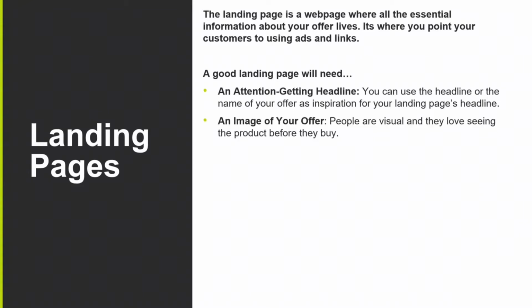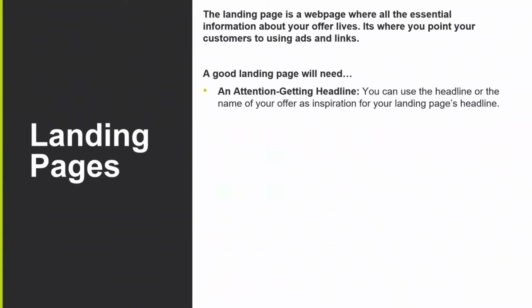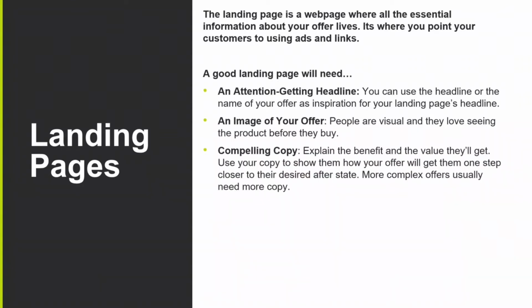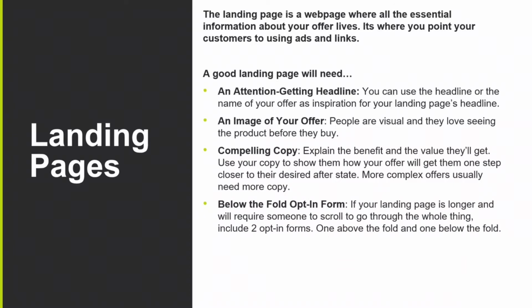So you'll need an attention-getting headline, or the name of your offer as inspiration for your landing page's headline. And then you need an image, or in my case, I use a lot of videos, so you can use one or the other if you're not a video person, and then a lot of compelling copy, because you want to get people to opt in on this page. So explain the benefits, the value they get. Then below the fold, opt-in form. So below the fold just means when you're on a web page, you don't see the form immediately, but you have to scroll down to the form. And we'll take a look at an example of this in a minute.